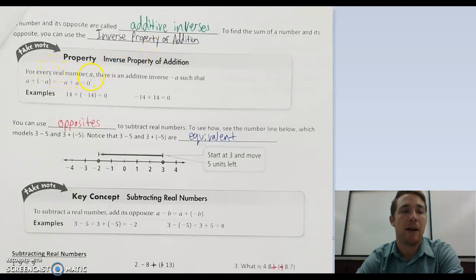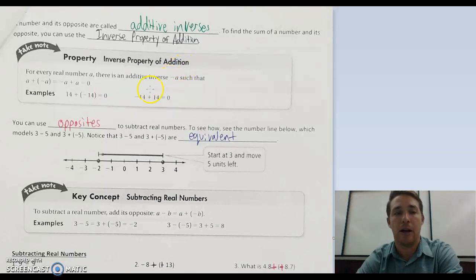For every real number A, so just any number that we're thinking of, and its additive inverse, so again, think the opposite sign of A. If I add the two, so A plus -A, or I could reorder that, -A plus A, whenever I add a number and its opposite, I should end up with 0. So 14 plus -14, I end up with 0. Switch that, -14 plus 14, I still get 0.